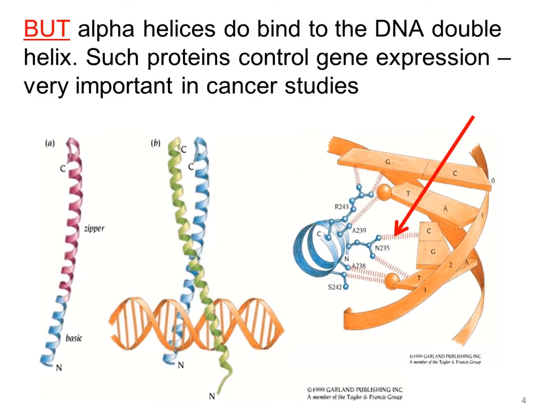However, some alpha helices do bind to the DNA double helix. These proteins are known as DNA binding proteins. The binding of such proteins controls gene expression, and they are very important targets in cancer studies. So guess what? Both types of helical structures interact with one another by hydrogen bonds, which form between the side chains of the proteins and the nucleotide bases of the DNA.